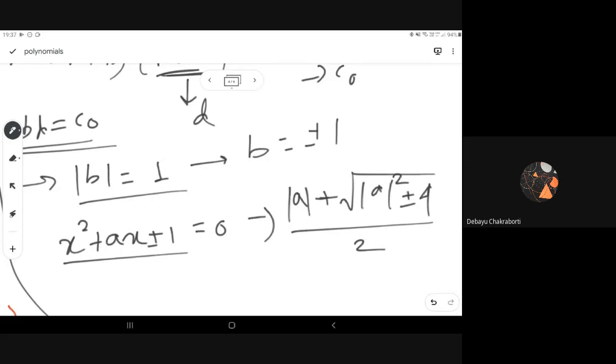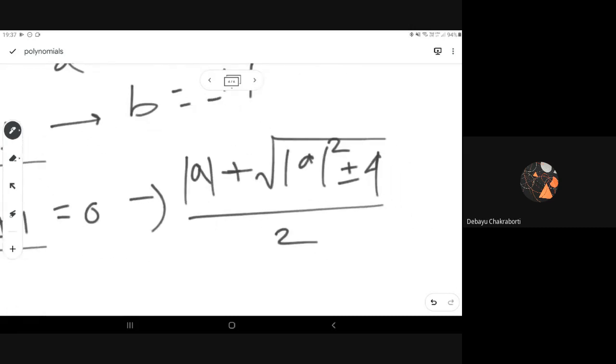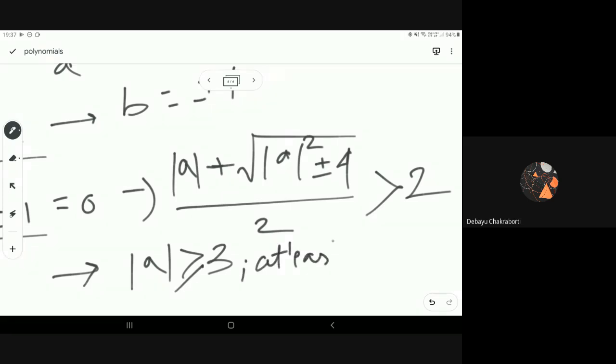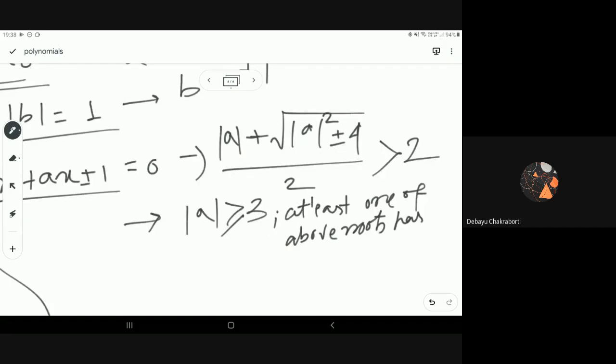So when can this quantity become greater than 2? If you just do a bit of algebra, it turns out that if |a| is at least 3, then at least one of the above roots has absolute value more than 2. So that would be a problem.